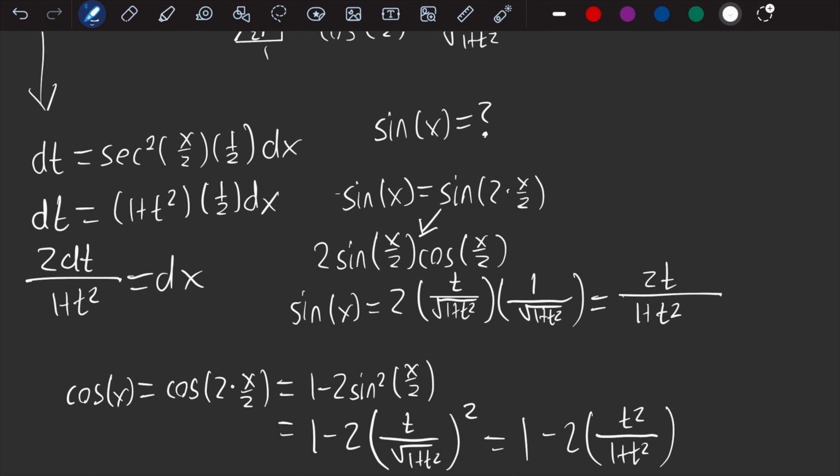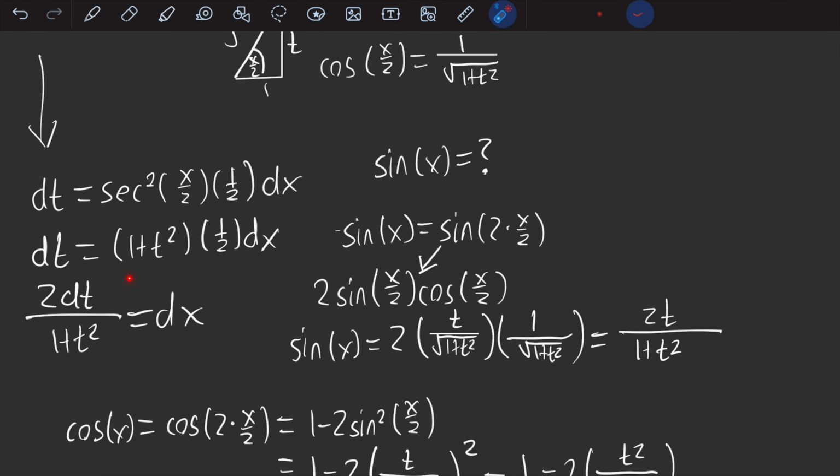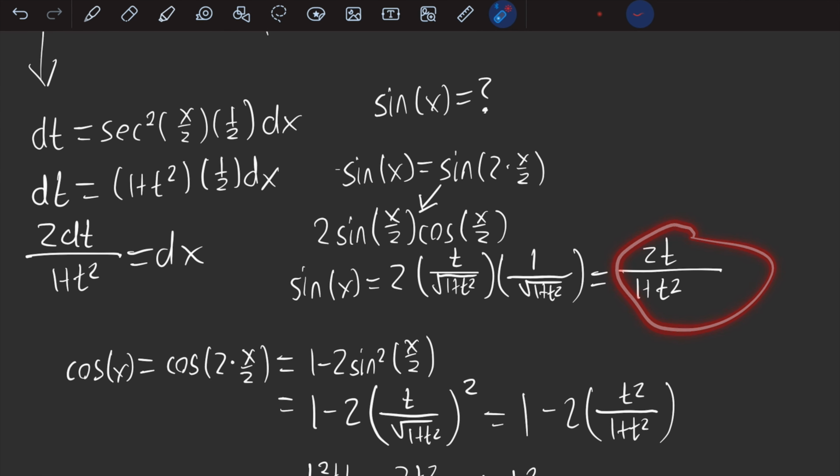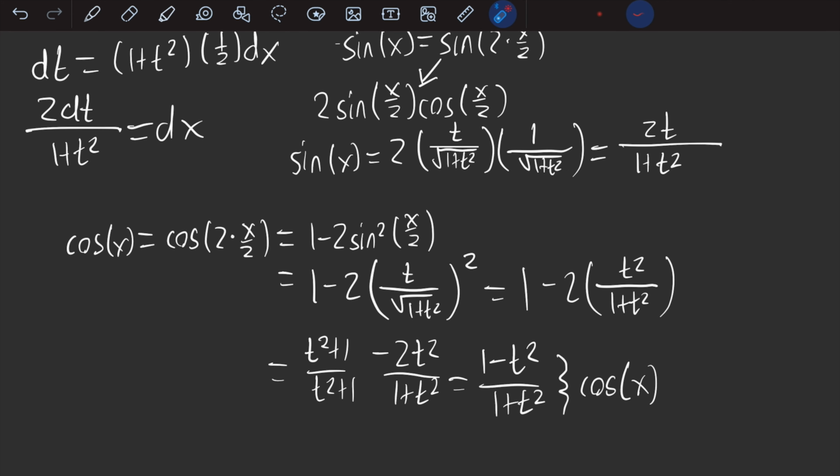So to recap, we derived what dx was in terms of our Weierstrass substitution. We derived what sine of x was in terms of our Weierstrass substitution. And finally, we derived what cosine of x is with respect to our Weierstrass substitution. And so now, any rational function of trigonometric functions, we can apply this substitution to, and we can simplify the integral, and we can integrate it without too much trouble. So, I hope this video is helpful, and that's it.